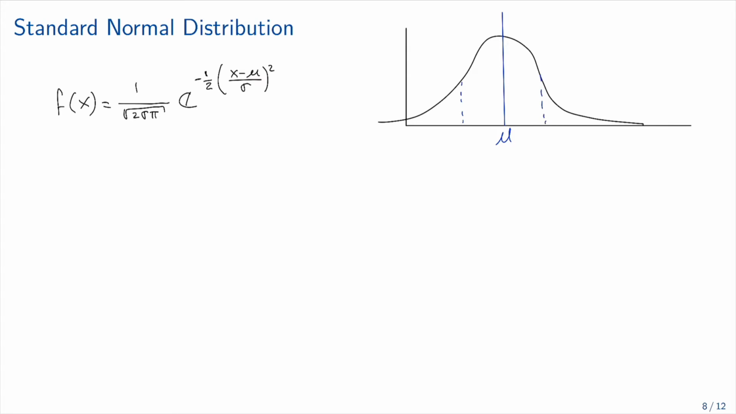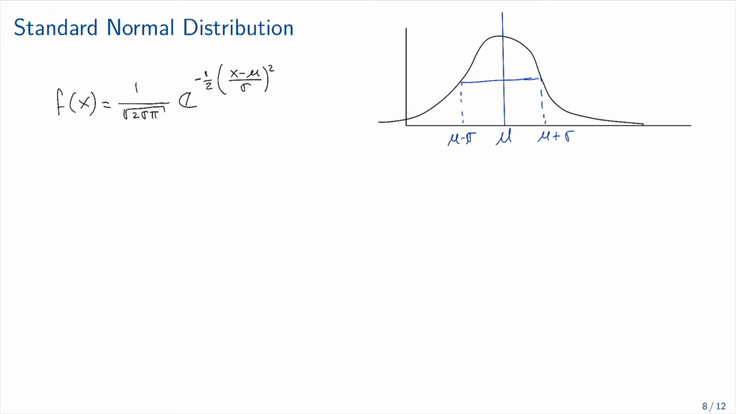So this point will be mu minus sigma, and this will be mu plus sigma. So this is the thickness of our bell. Now, for purposes of computation in tables, we define the z-score.